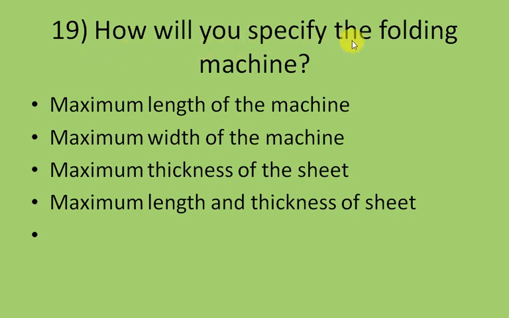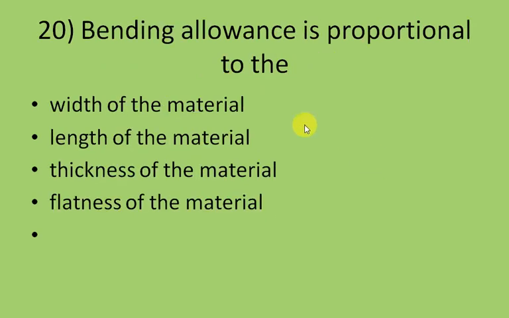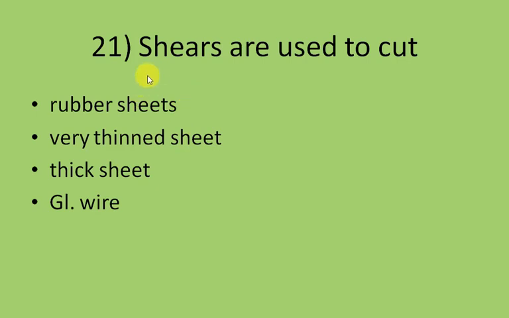How will you specify folding machines? By the maximum length and thickness of the sheet. Bending allowance is proportional to the thickness of the material. And shears are used to cut thick sheets.